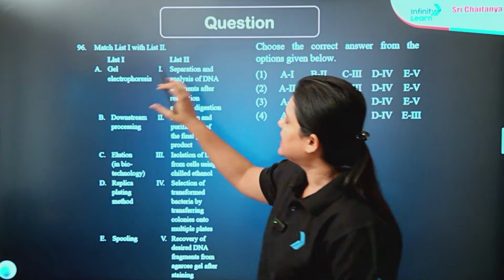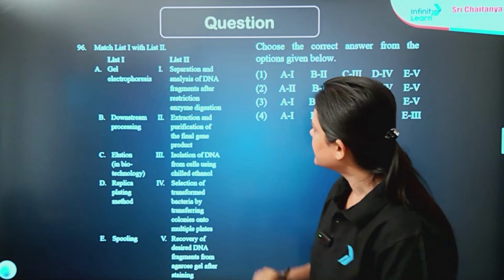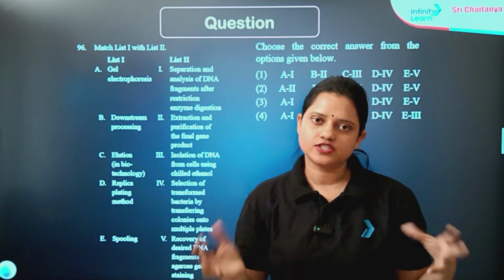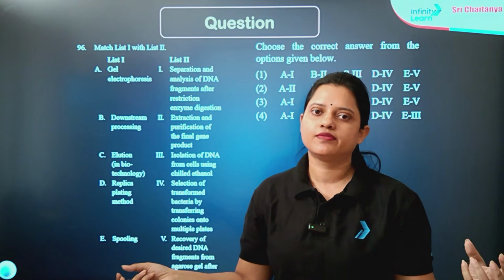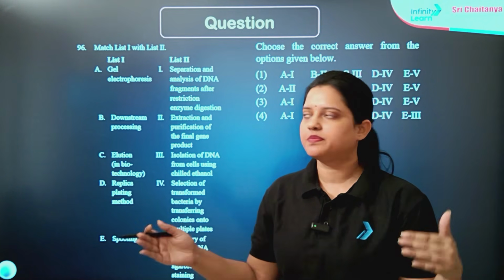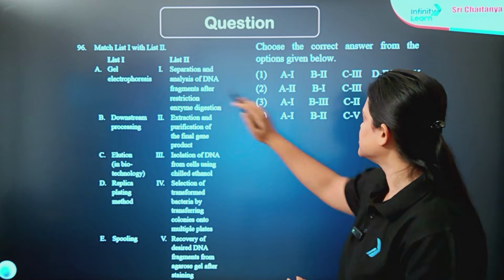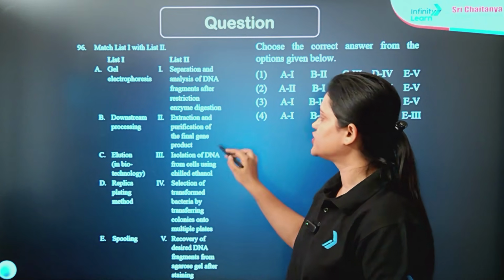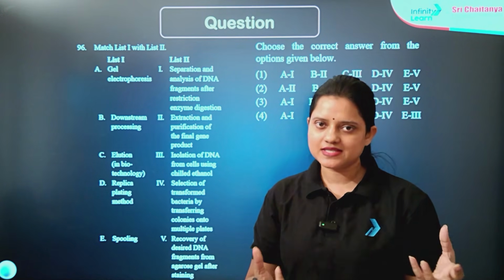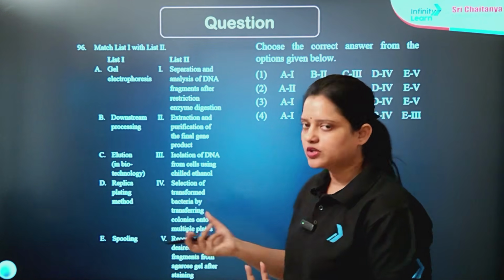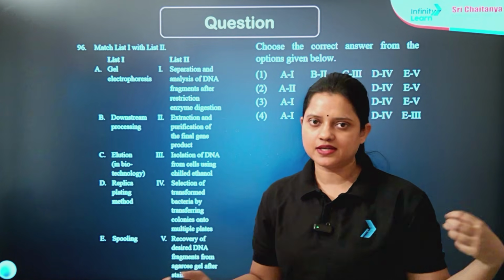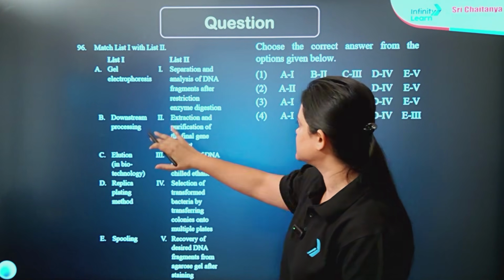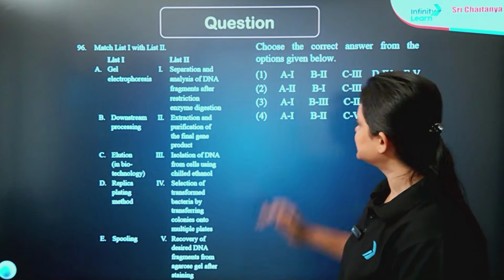Next, gel electrophoresis. What is it? So it is the separation and analysis of DNA fragments after restriction enzyme digestion. Yes. So once we cut the DNA, we get fragments, and these we can separate with the help of gel electrophoresis. A is matched with 1. Downstream processing is extraction and purification of the final gene product. So the proteins or the product of the heterologous host will be separated from the other contents of the bioreactor. So that is downstream processing. So B is matched with 2, right?